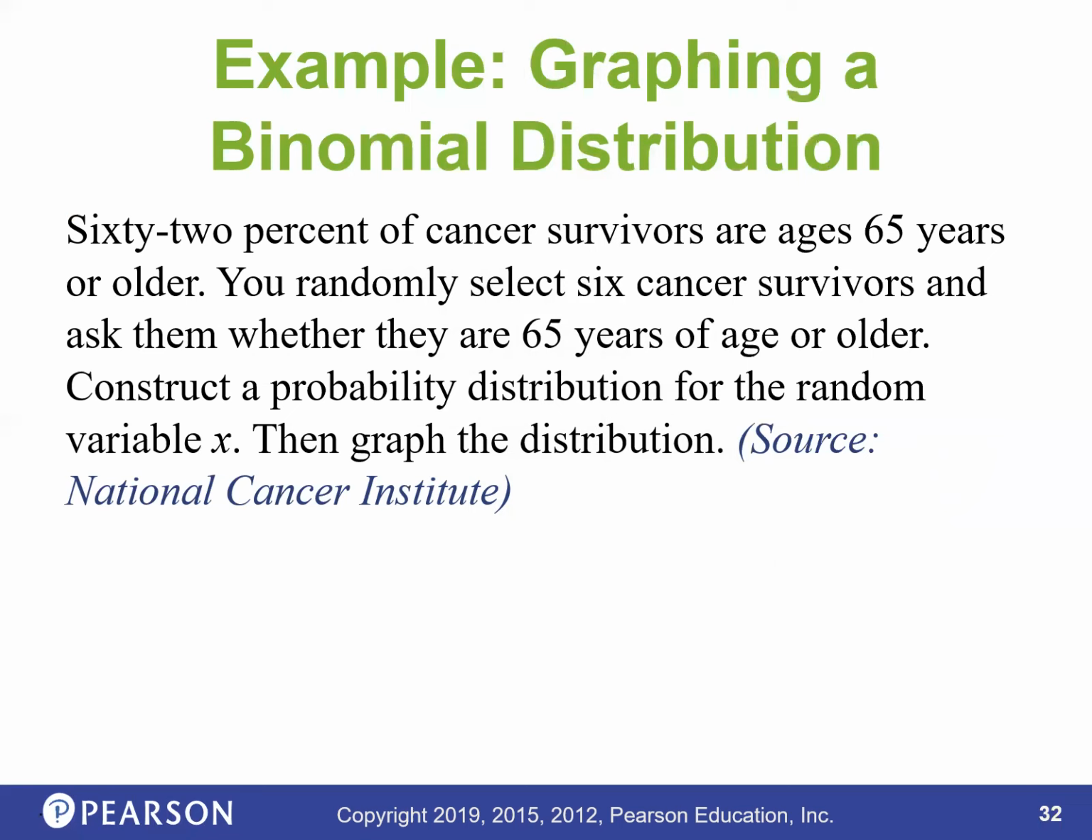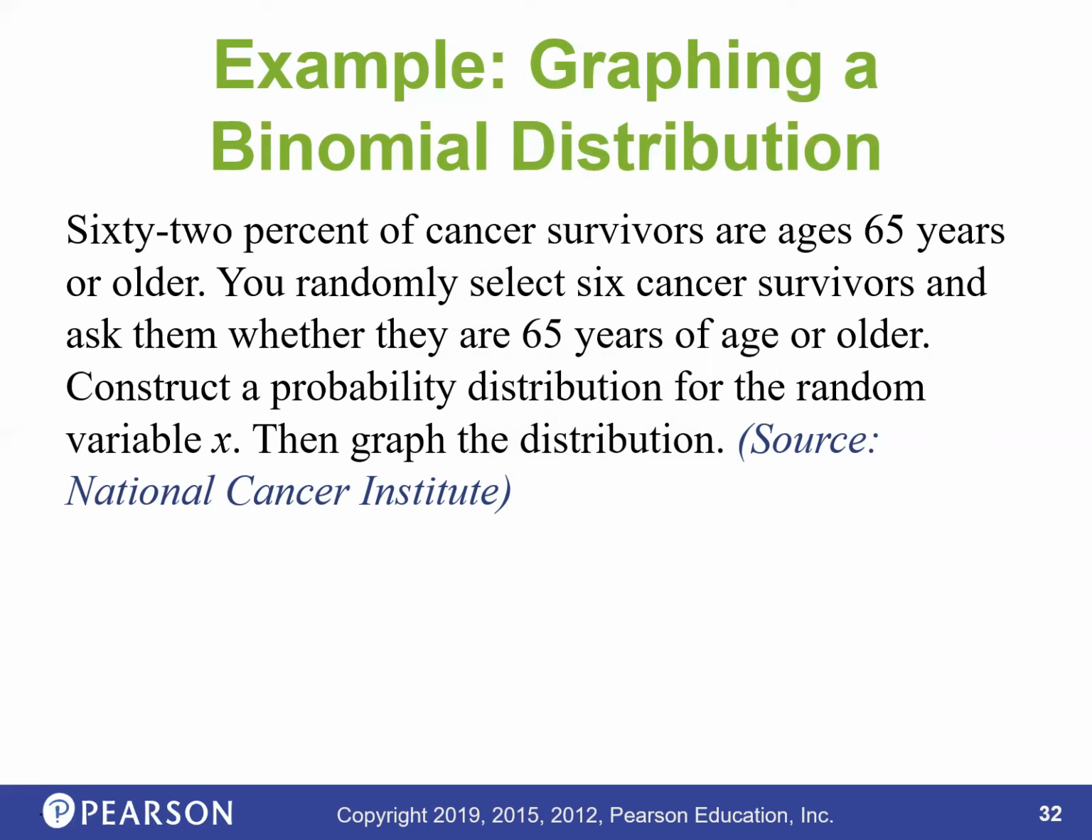Oh man, here we go. 62% of cancer survivors are ages 65 or older. You randomly select 6 cancer survivors and ask them whether they are 65 or older. The presumption is they're not lying. Because some people lie about their age. Construct a probability distribution for the random variable X.